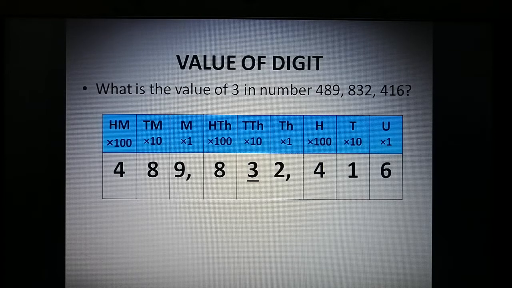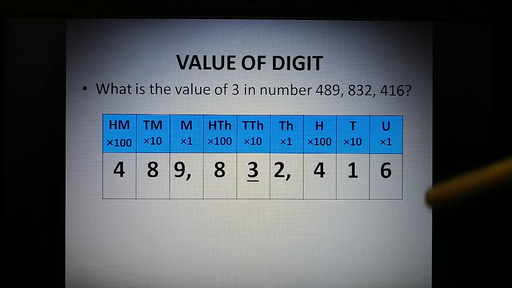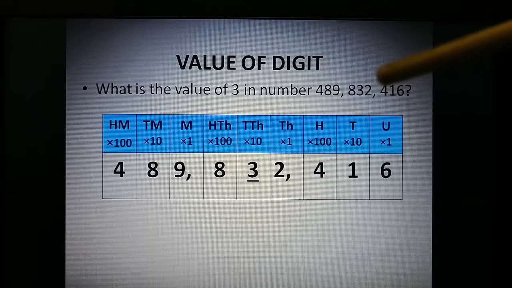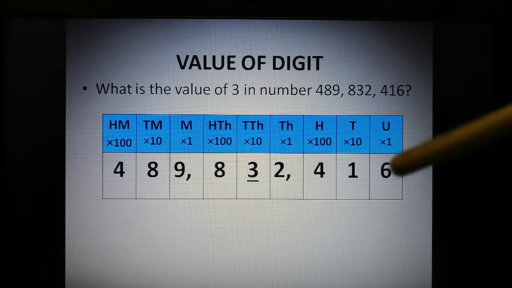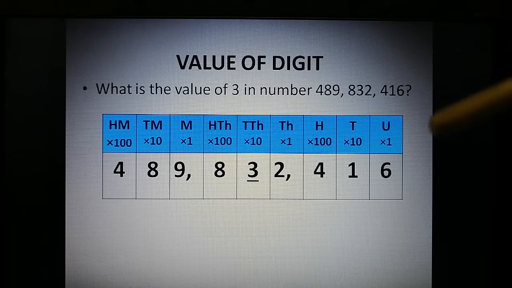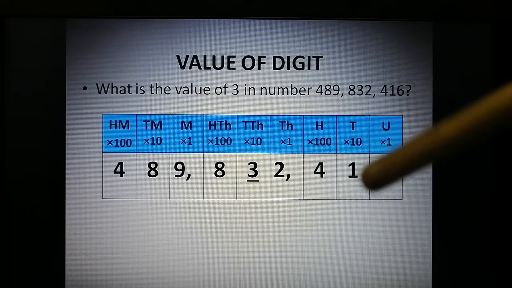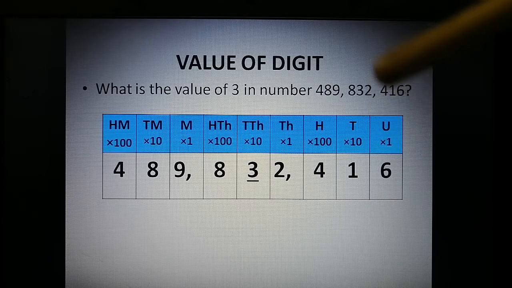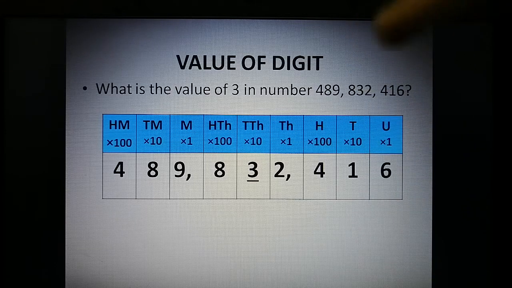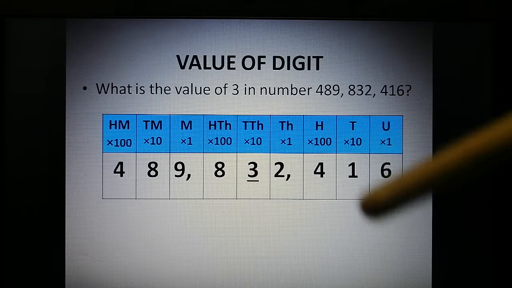Okay, I am telling you. For the value of 6, I am starting from the right side. The place of 6 is ones or units, but the value of 6 is 6 multiplied by 1, which is 6. So the value of 6 in this place is 6. Next, 1. The place of 1 is tens, but the value of 1 is 1 multiplied by 10, which is 10. So the value of 1 is 10. Understand? Next, 4.